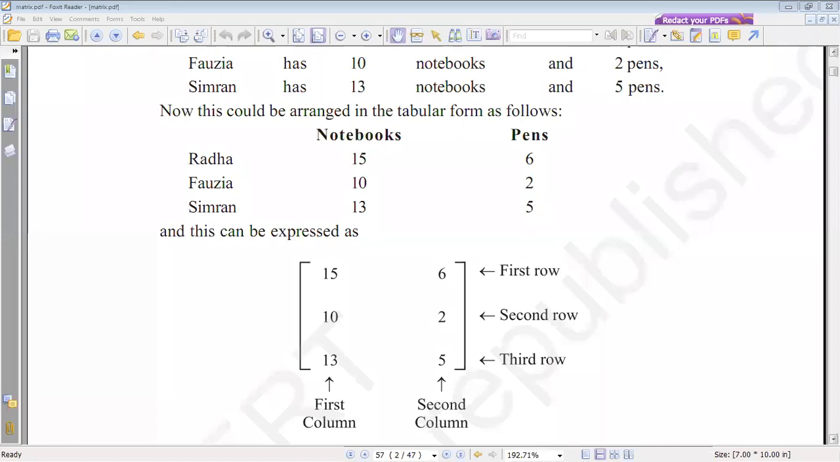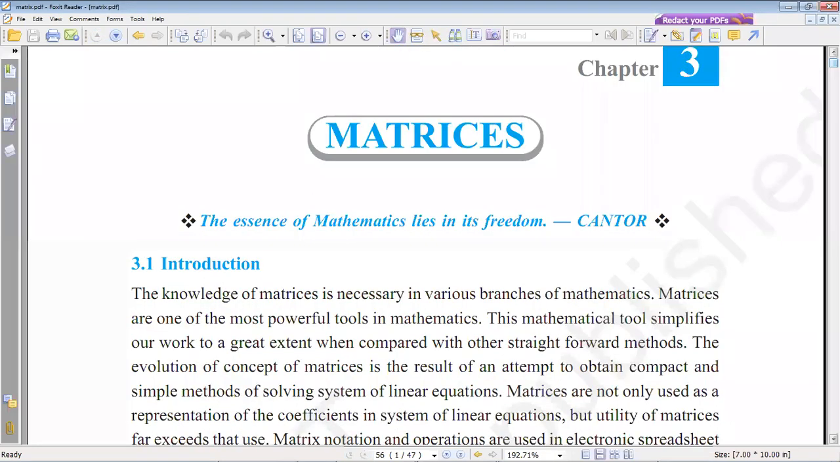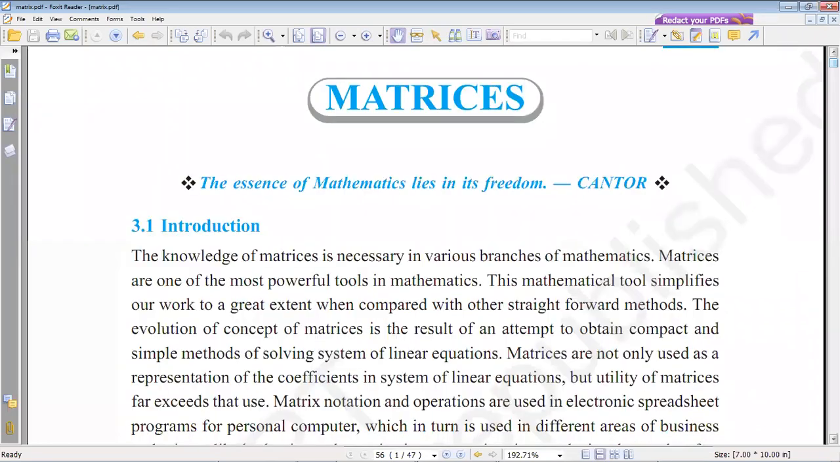So today I simply start the basics of matrices. Actually, I will take your topic linear algebra in your first semester. So today I will simply discuss matrices, which you have already covered in your HS second year.